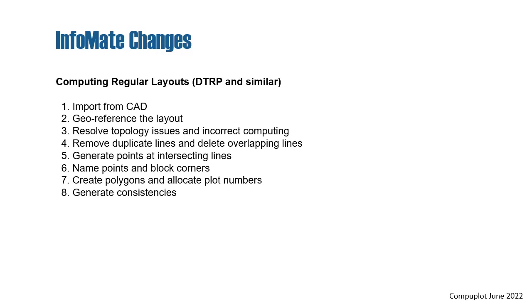One of the requirements is the computing of regular layouts, and this was not done in the first video, so I'm picking up on it now because it's a slightly more complicated process. Now, this is divided into import from CAD, georeferencing of the layout, resolve topology issues and incorrect computing, remove duplicate lines and delete overlapping lines, generate points at intersecting lines, naming of points and block corners, and then creating polygons and allocating plot numbers, and then generating consistencies.